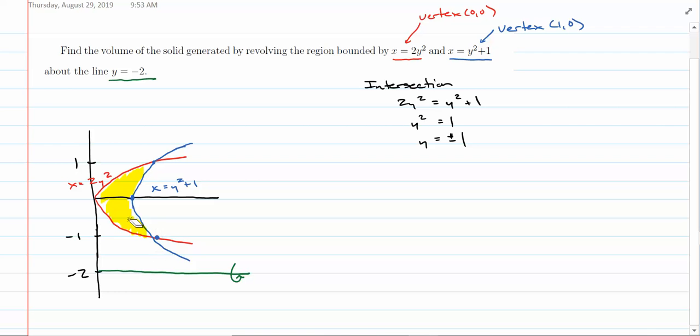To do this, we're doing a dy region around a horizontal line, so we are going to use the shell method here. We're going to take an arbitrary strip at some random y value between negative 1 and 1, and we're going to take that strip and revolve it about that line. We're going to get a shell which is kind of on its side. The shell is going to look something like this.